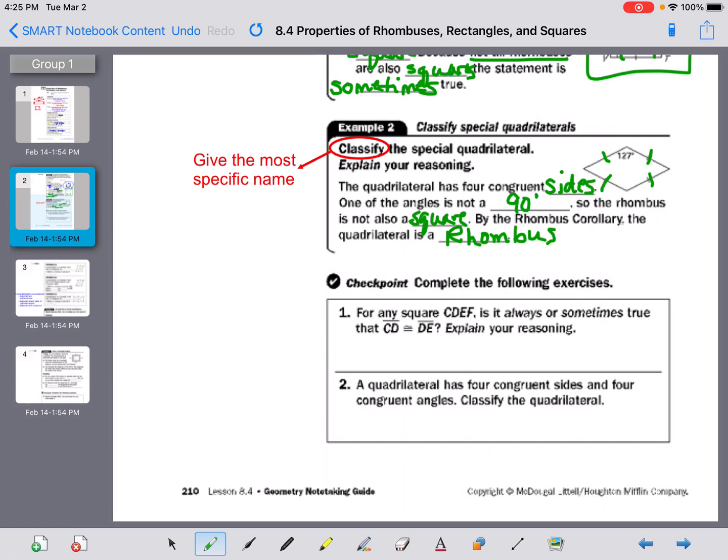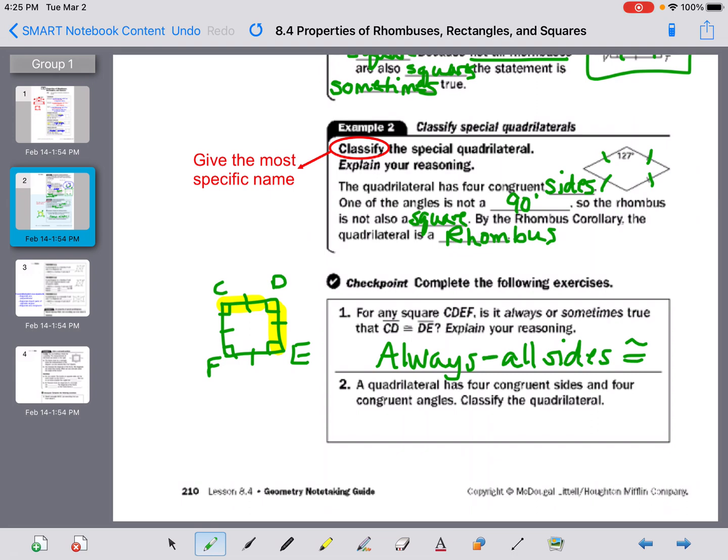All right, for square CDEF, I'm just going to draw it quick. CDEF, they said it's a square, so I know all of these sides are congruent. Is it always, sometimes, or never true that CD is congruent to DE? So CD is this one, DE is this side. Well, on a square, always, right? Because all sides are congruent. Now, if they change the shape, like a rectangle, that wouldn't be true. But on a square, that's fine.